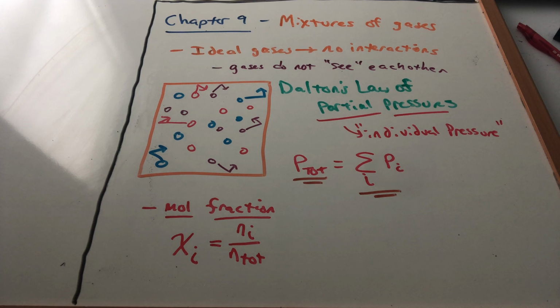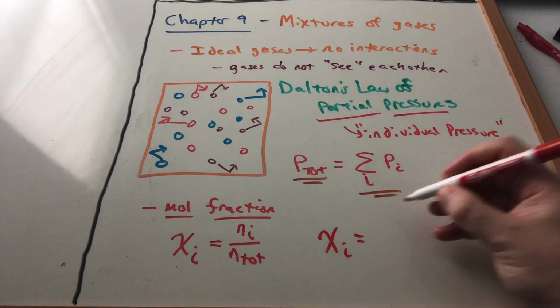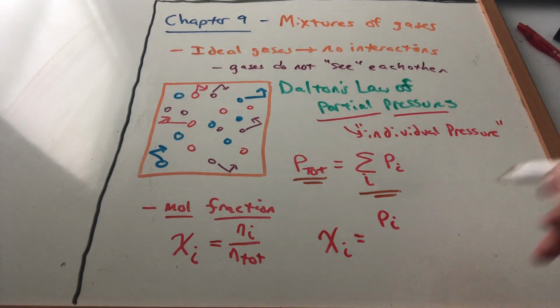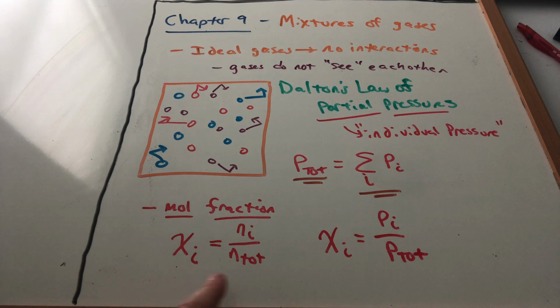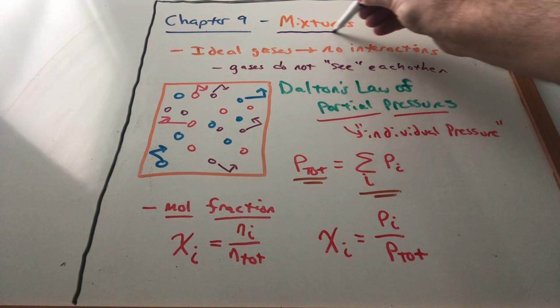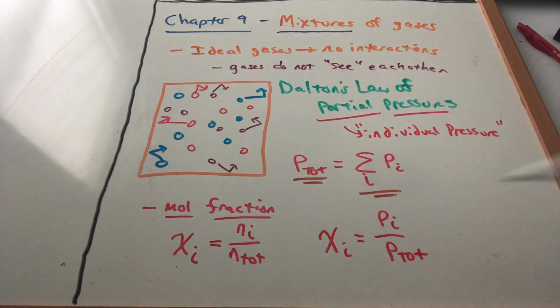Well, it turns out you could also calculate that same value if you took the partial pressure and divided it by the total pressure. So there are two different ways to calculate mole fraction for a mixture of gases, and you need to know both, okay? So just as a review, whenever you see this keyword mixture, or whenever you notice that a problem is telling you there's more than one gas in a sample, then you have these three tools to work with.